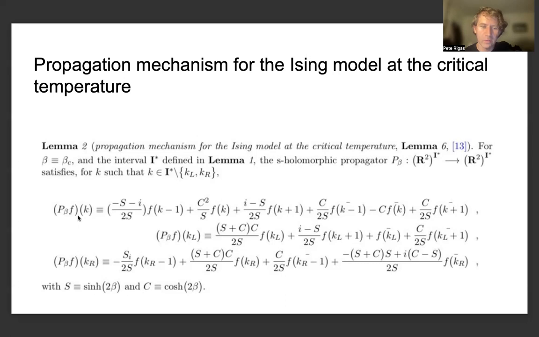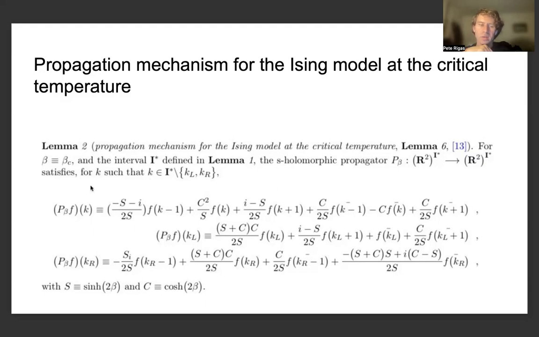a little bit of a different form, but it still shares a commonality with the propagation mechanism below the critical temperature that we had introduced in the previous slide, because it's related to evaluating the value of the parafermionic observable for the Ising model at the points k, k sub l, and k sub r, which were the points that we had talked about earlier.